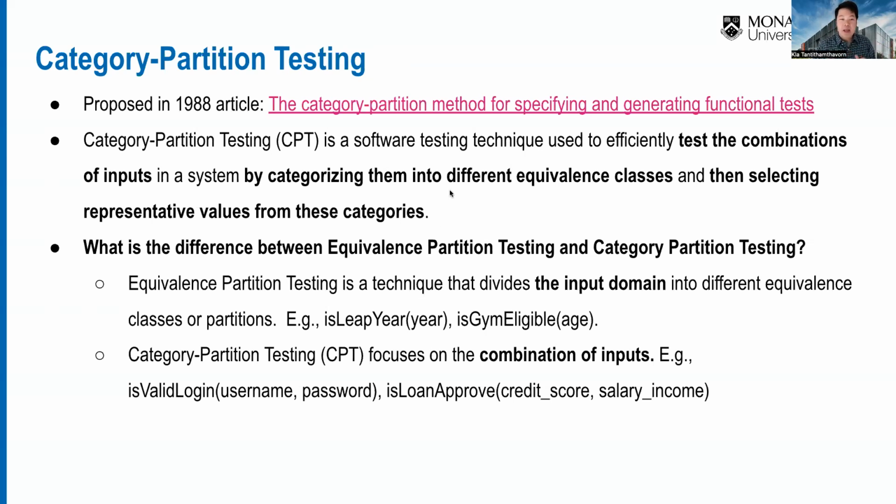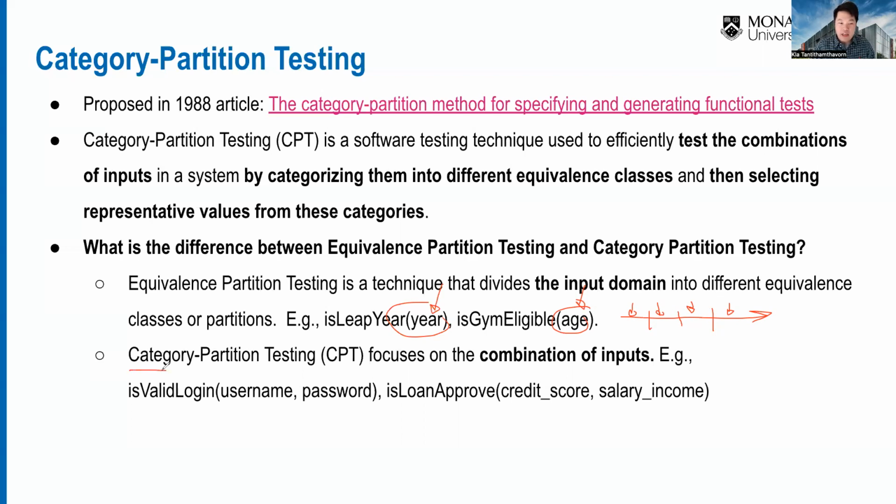The difference is that when we talk about equivalence partition testing, we only focus on one input domain. For example, is leap year, that's one input. Is gym eligible, we talk about one input variable. And what we did in equivalence partitioning testing is draw the arrow like this and partition the input values into equivalence classes and number them 1, 2, 3, 4, whatever.